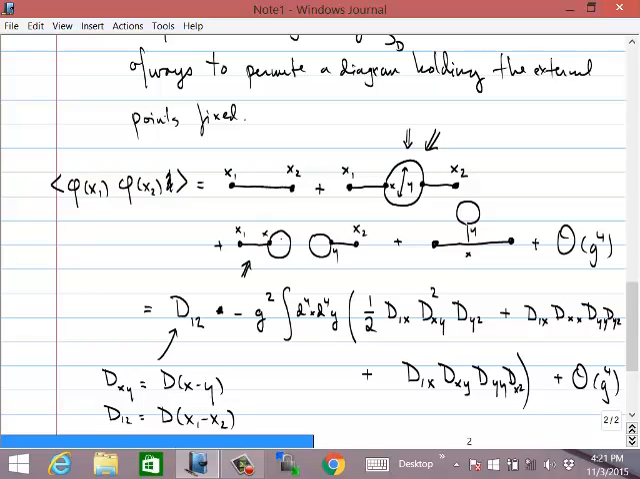For the second diagram, we have 4 symmetries because you can interchange both of those propagators with one another, so you get a 1/4 here. And in this final diagram, you can flip that propagator, so you get a 1/2.